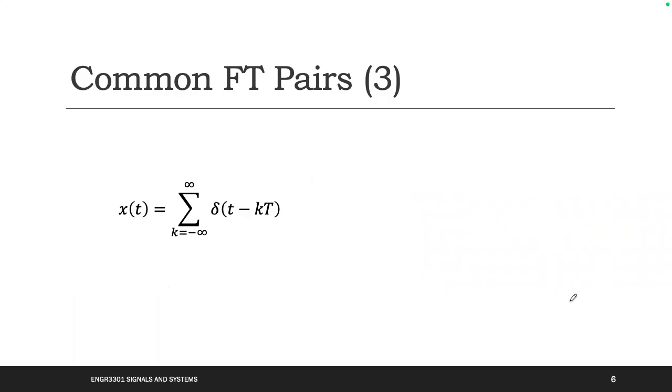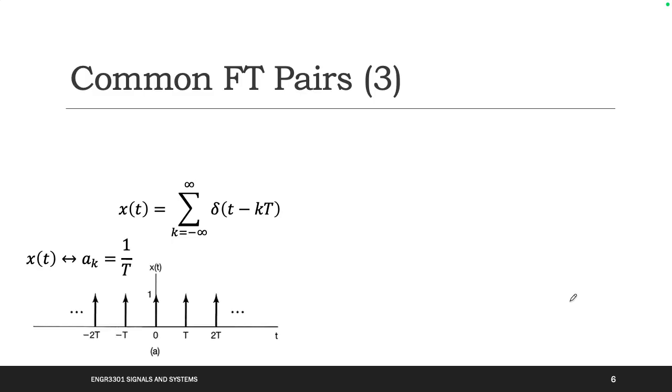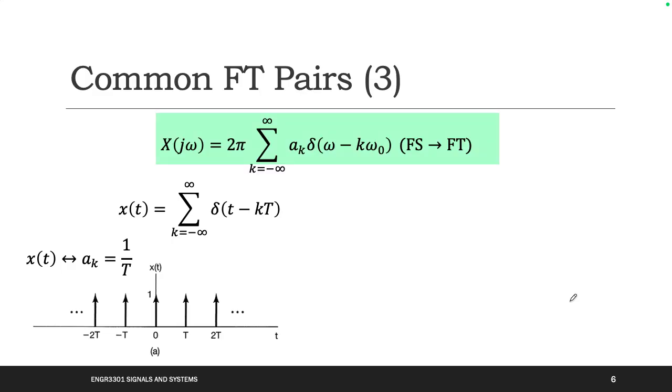If your signal is this one, like x(t) equals delta blah blah blah, and your signal is kind of like this. Like this is T, 2T, 0, negative T, and so on. Do you remember we talked about this in last class? And then we know this is a periodic signal, am I right? And the FS coefficient is 1 over T. And then we can use this equation to get the FT. Yeah, we talked about that, am I right?